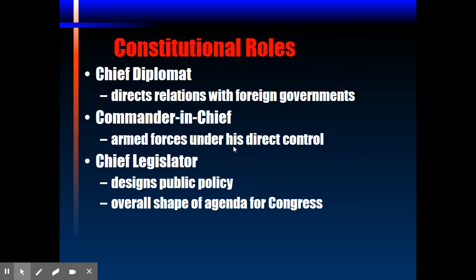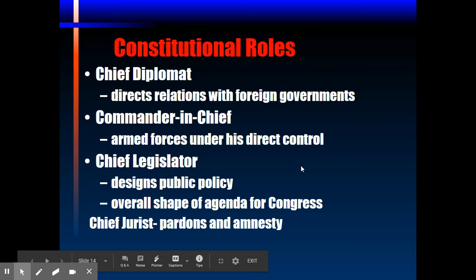Okay, commander-in-chief, that is his direction of the military. So we have civilian control of our military. Remember, the top two in our military are civilians, the president and secretary of defense. Then as chief legislator, this is helping to design, of course, public policy through shaping the agenda for Congress. He does that usually through the State of the Union address. That's where he lays out his agenda that he wants Congress to pick up and pass legislation to fulfill. All right. And then, of course, he in turn then is supposed to carry out that legislation.